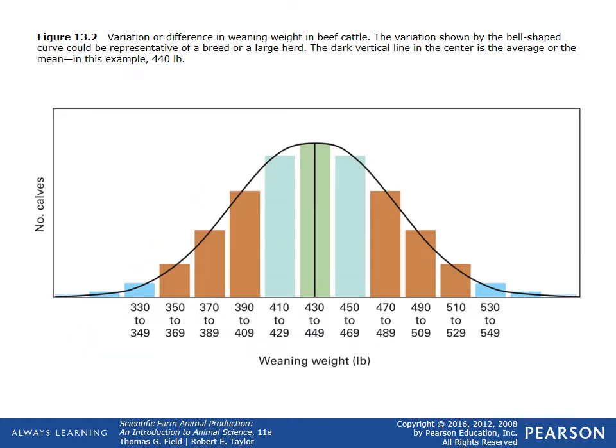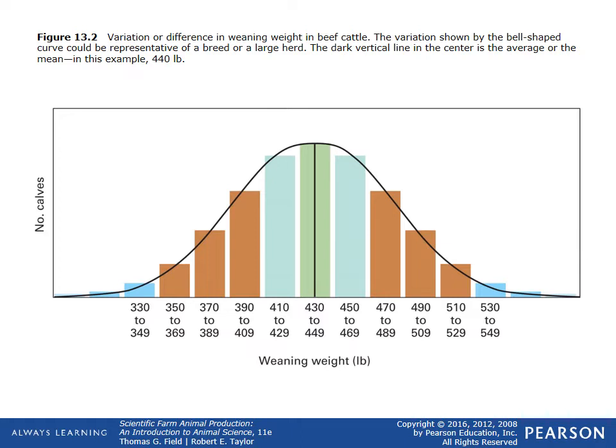Here's a chart that I like to talk about because it shows you some genetic information and production information on the difference, or variance, in weaning weight of beef cattle. If we start at the middle, it's a traditional bell curve. Let's say we have 100 calves in our population, and the mean or average weaning weight on these calves is 440 pounds. That's the black line right in the middle that goes right to the peak of the bell curve.